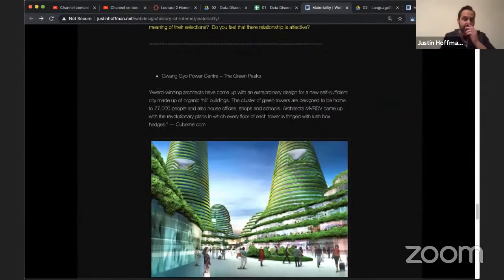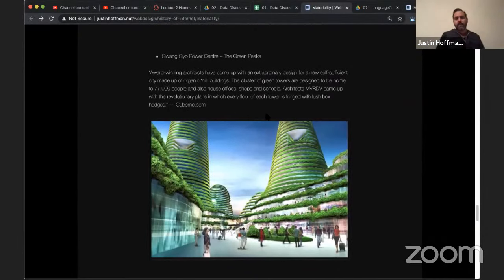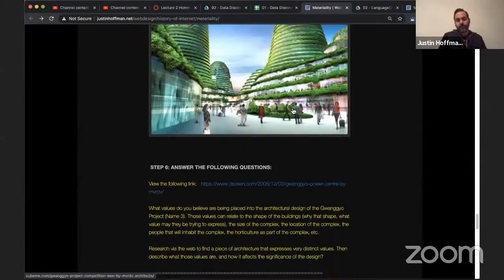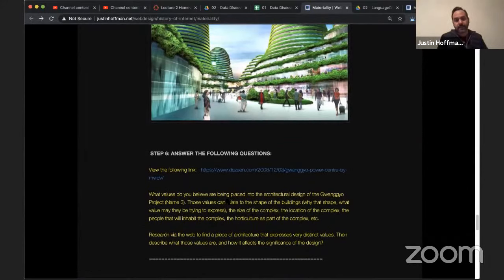And then the last one, this building never got built, but it was a spec building, an award-winning design. Architects have come up with an extraordinary design for a new self-sufficient city made up of organic hill buildings. The cluster of green towers are designed to be home to 77,000 people and also house offices, shops, and schools. They came up with revolutionary plans in which every floor of every tower is fringed with lush box hedges. And so that's this. There's a link to that. I'll include the link in the YouTube comments, and it's on the assignment. It's hard to find the link these days.